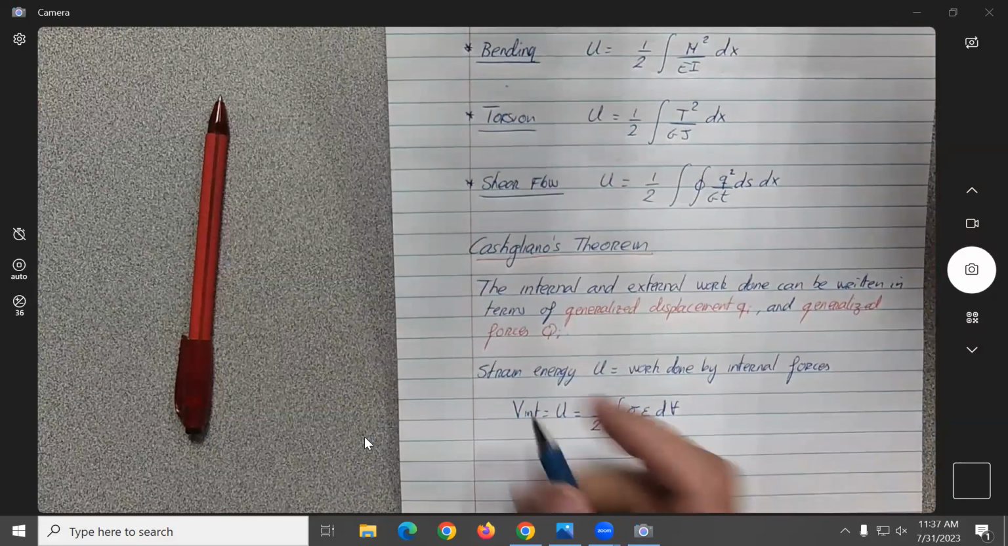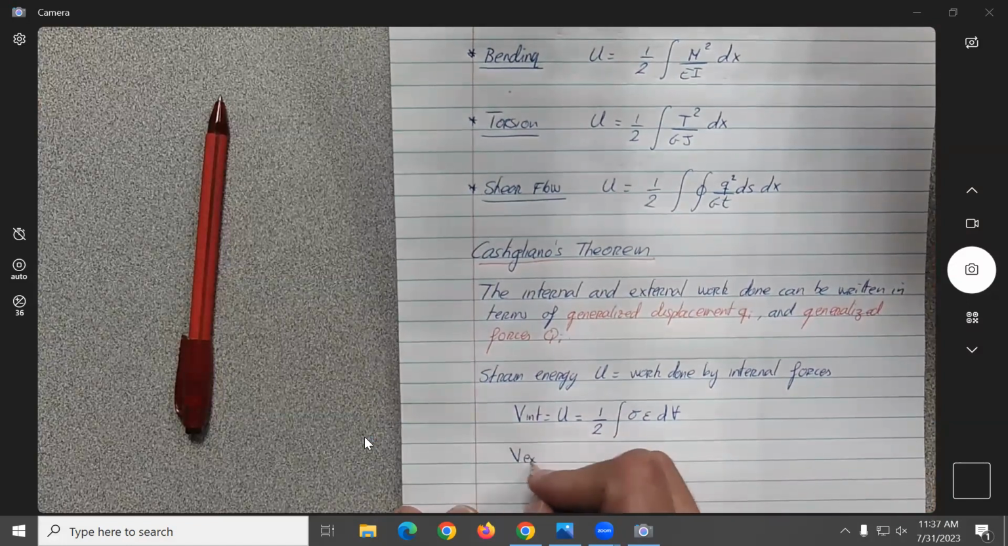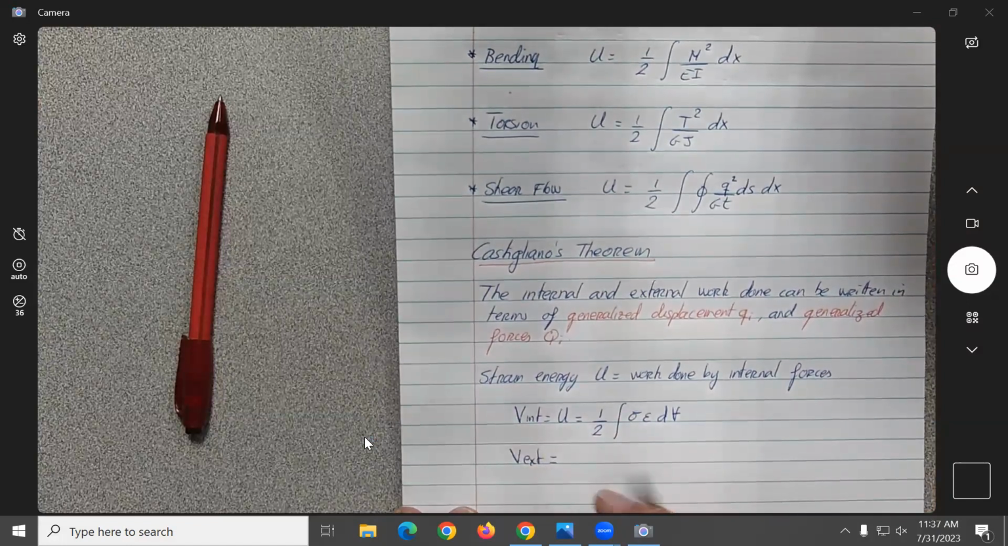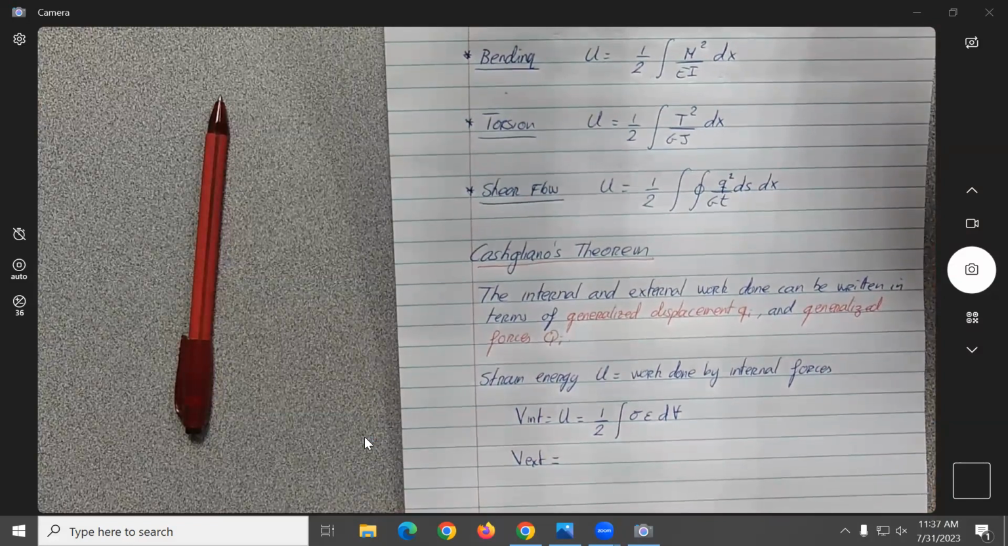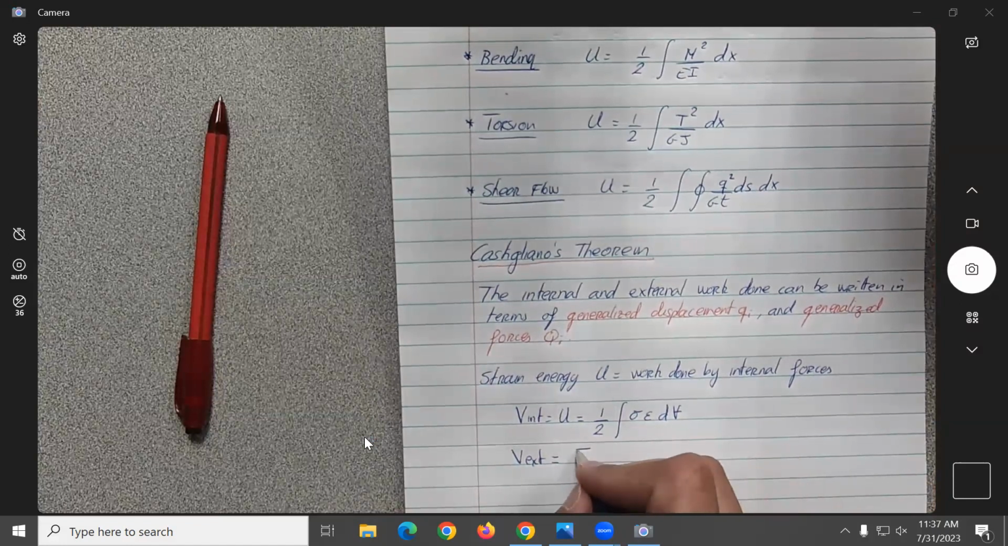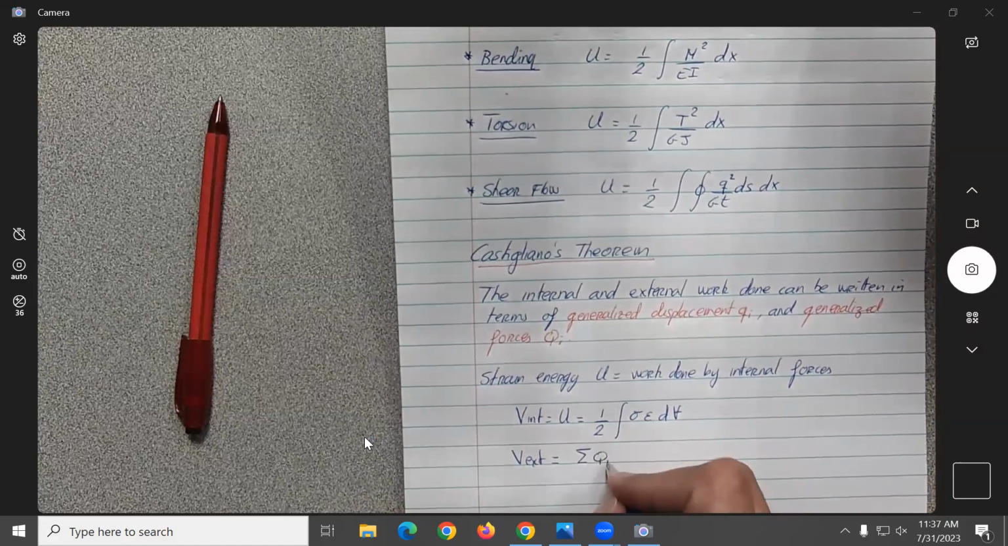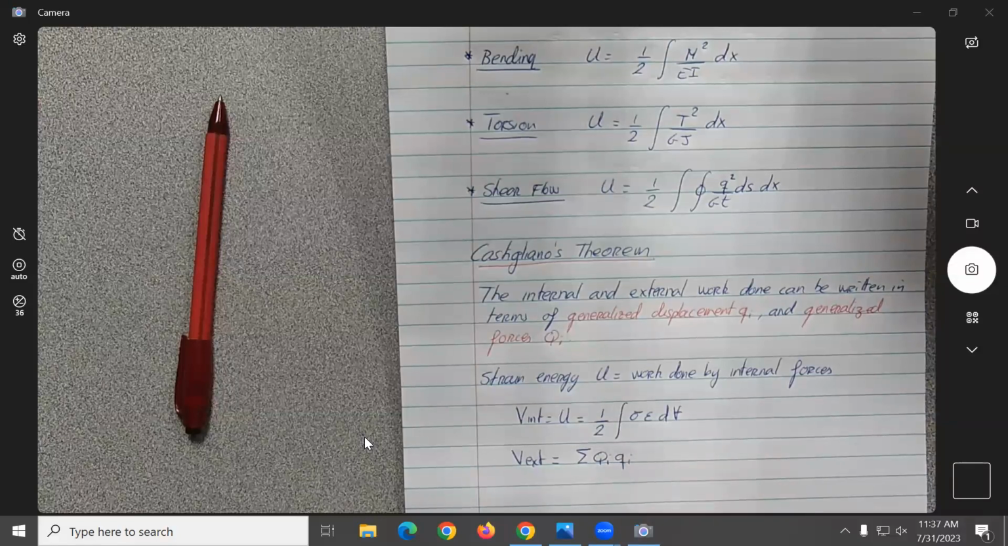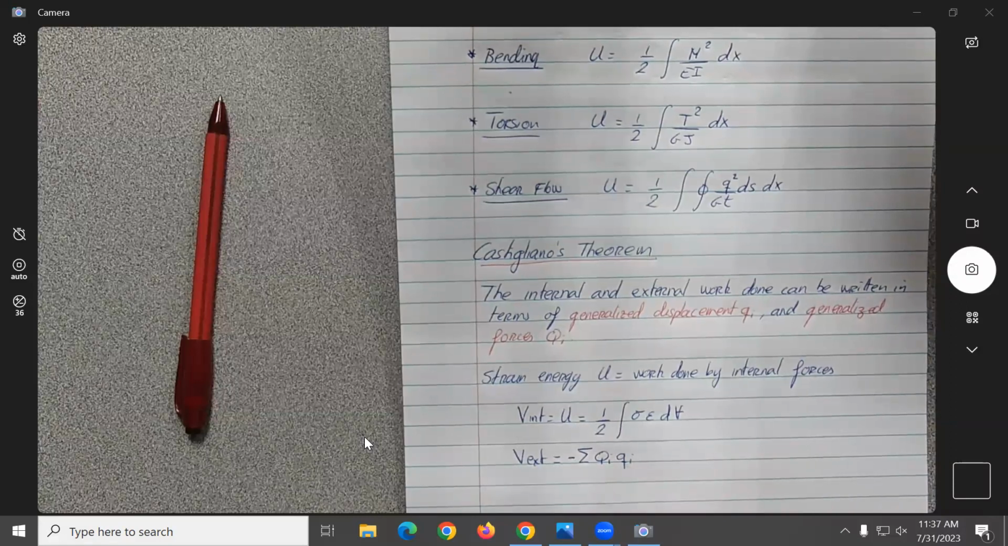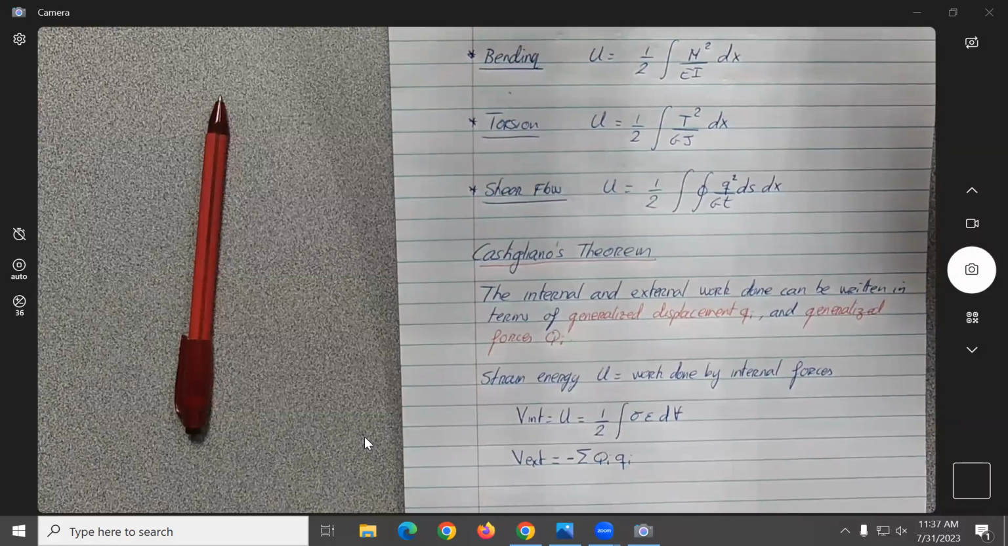Now, the work done by external forces. In general, what is work? Work is force times distance, no? So let's say it would be equal to the summation of all the forces times the virtual displacement, so the generalized forces times the generalized displacement, and it will be negative. The work done, if there's one force pushing down, the internal work is going to try to go in the opposite direction, no? Yeah, so it will always be negative.